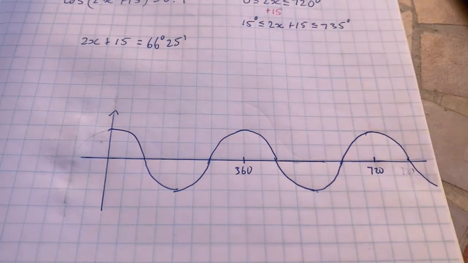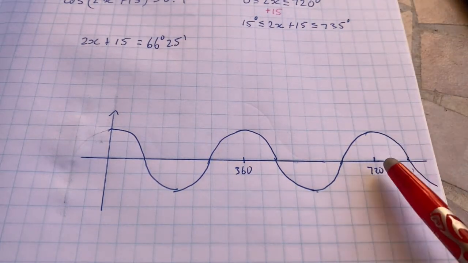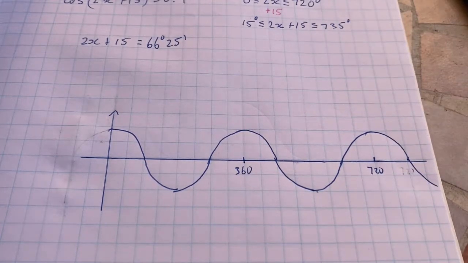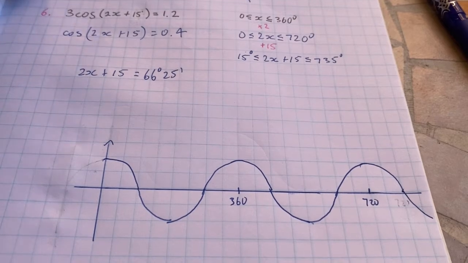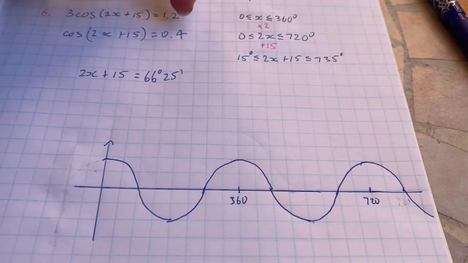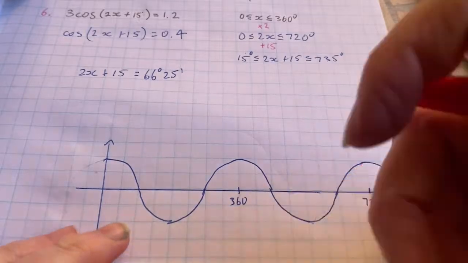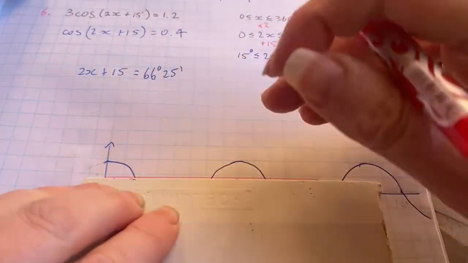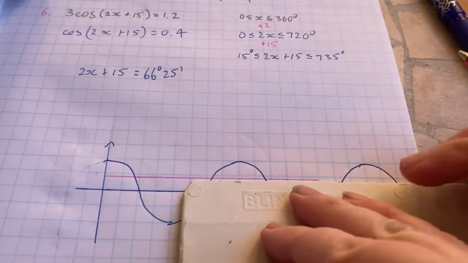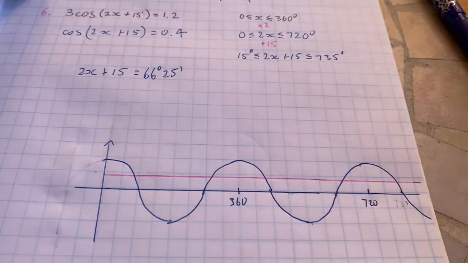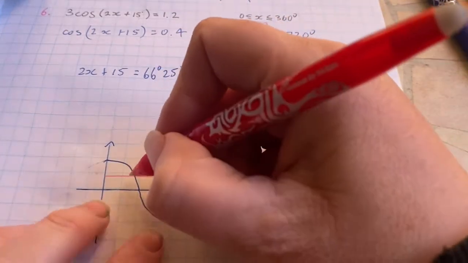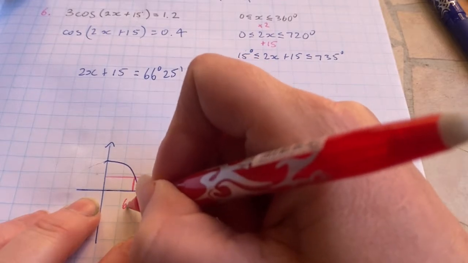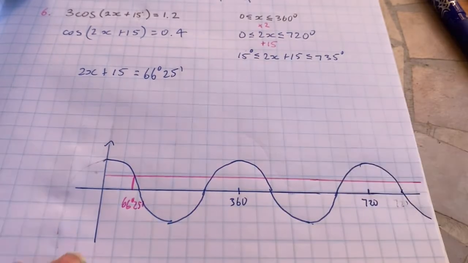So with this, this is a cosine curve, and I've gone just past 720 because we need it to go up to 735, remember. And we want to know, where does 2x plus 15 equal 0.4? So I'm going to draw a line across at 0.4. So remember, this is 1, so 0.4 is a little below halfway. So a little below halfway, we're going to draw it across. And we're going to work out all of those solutions. So this is that one that our calculator told us. That's our 66 degrees, 25 minutes there.